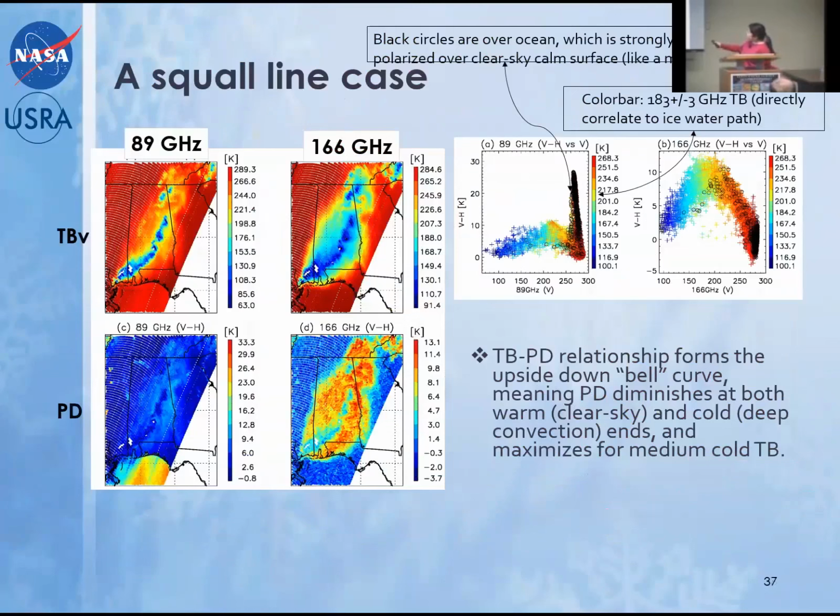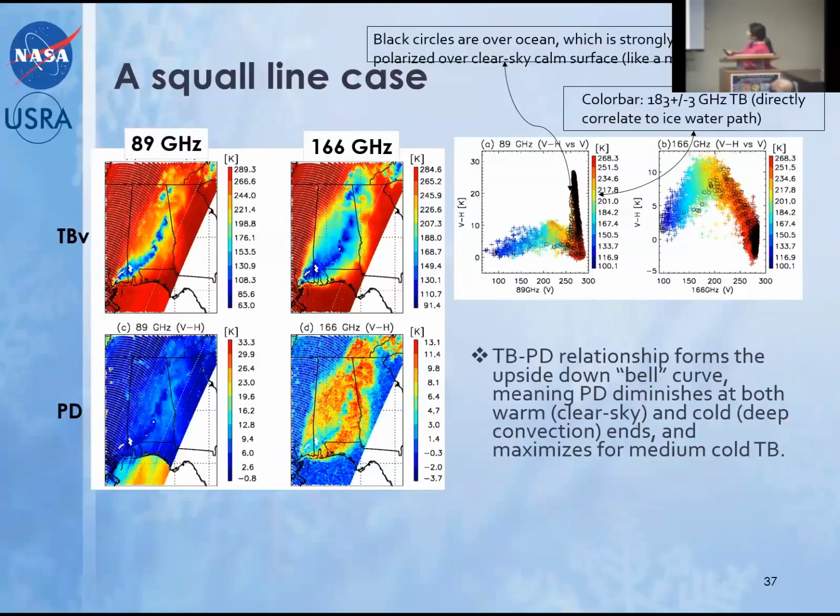This is a case study, a squall line case. This is 89 gigahertz, 166 gigahertz. Let's first focus here. For the brightness temperature, you can see the deep convection developing along the squall line and the big anvil surrounding it, which is relatively, mediumly cold, and the clear sky is very warm at 166 gigahertz. But for the polarization difference, you can see it's very small along the convective line, very large in the anvil cloud, and again very small in the nearby clear sky region.